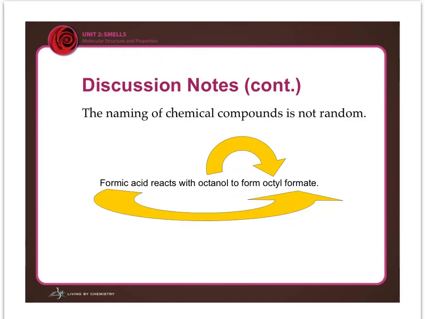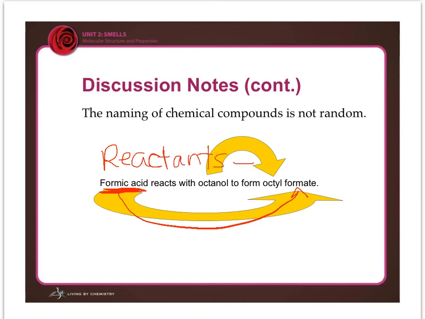You're not going to have to know too much about how to name things, but I just wanted to show you how it is all related. Formic acid is actually what's found in bee stings, so if you're allergic to bees, that's where it's coming from. Formic acid, that part of that word becomes part of the end of the actual name of the product. So here you have the reactants of formic acid, and they form the product.